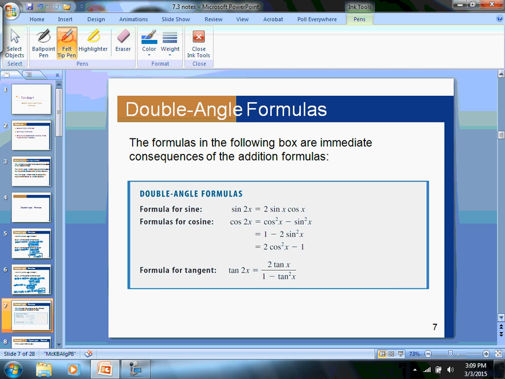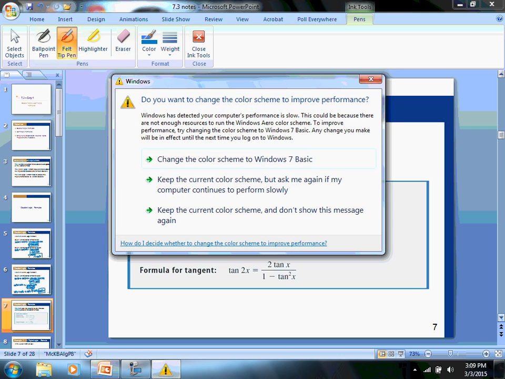Okay, so there's all of those formulas written out nice and neat. They should be on your formula sheet as well. Remember, if you don't have a formula sheet, you can print one off the class website or you can get it in the classroom.